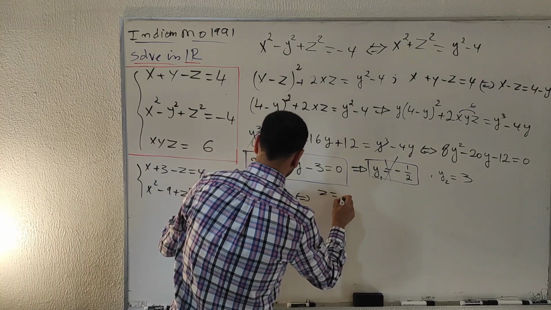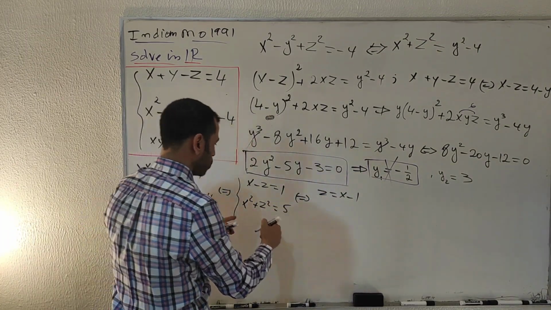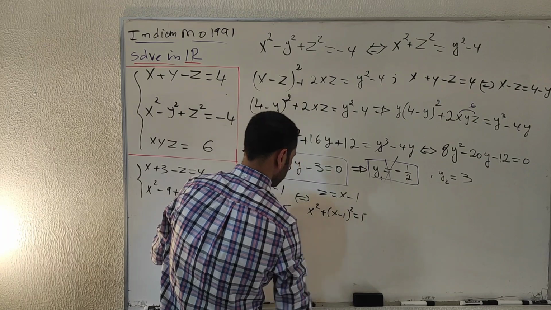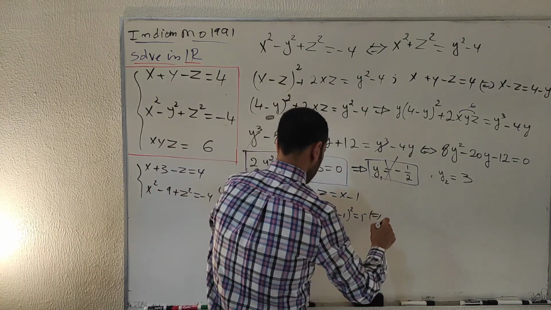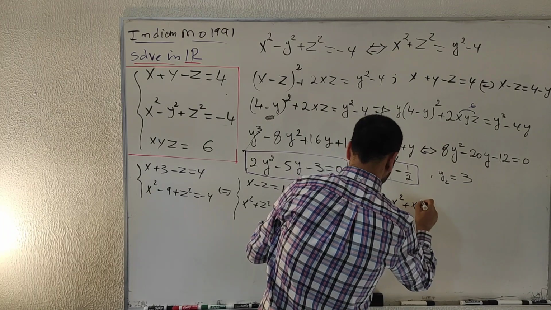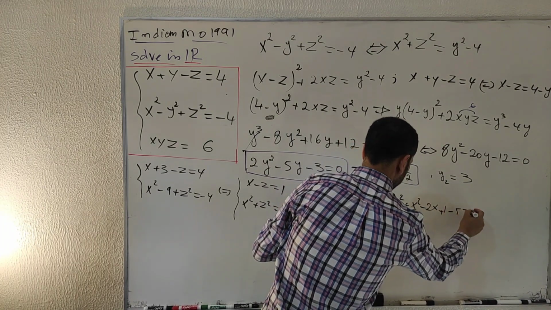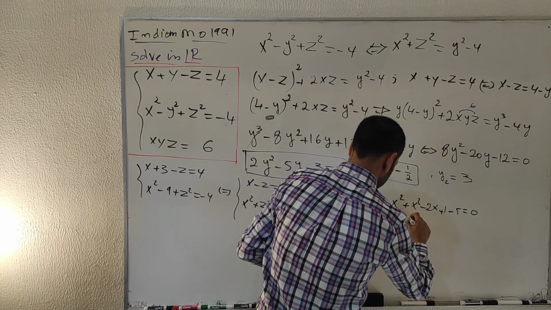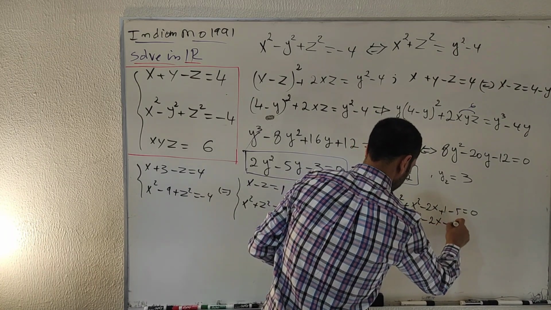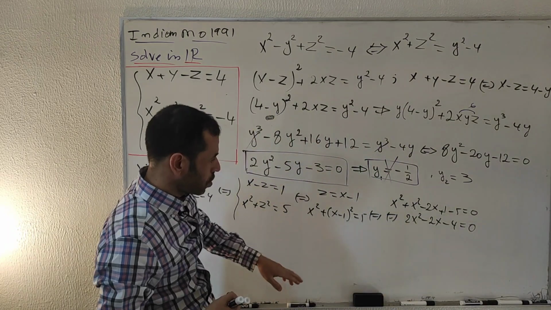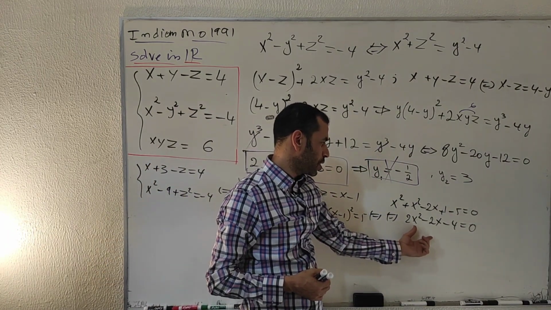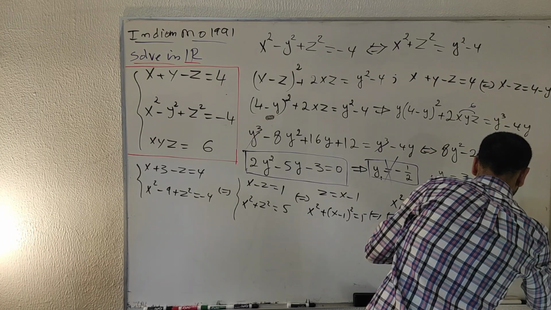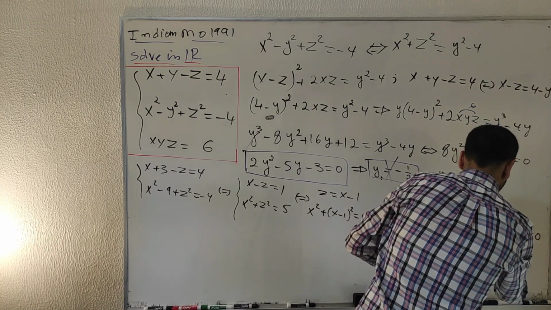I'm simply going to replace one of these equations into the other to find the solution. I have z equals x minus 1. Inserting it into this one, I get x squared plus (x minus 1) squared equals 5. Now I'm going to solve for x. I get x squared plus x squared minus 2x plus 1 minus 5 equals 0, by taking the 5 to the left. Now I have 2x squared minus 2x minus 4 equals 0. I'm going to divide both sides by 2, so I have x squared minus x minus 2 equals 0.